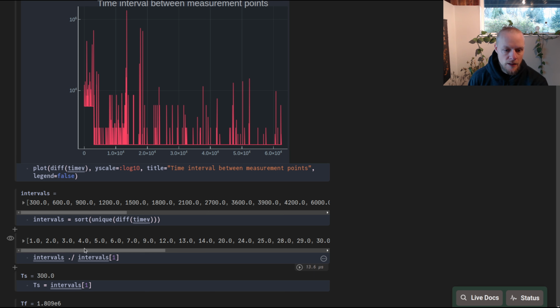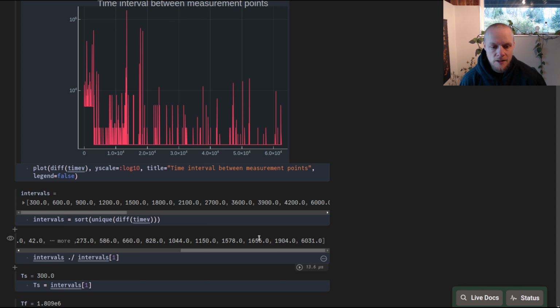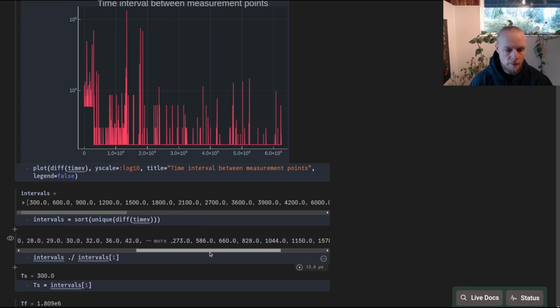So that means that we record at a certain fixed interval, 300 seconds, but sometimes we just don't have a recording. Sometimes we have skipped one, sometimes we have skipped two, and so on, and sometimes we have even skipped 6,000 recordings. So that's obviously going to be an interesting challenge that we have to deal with.